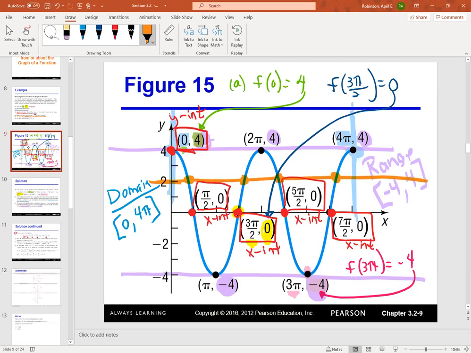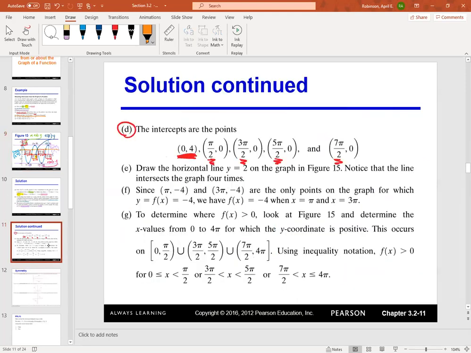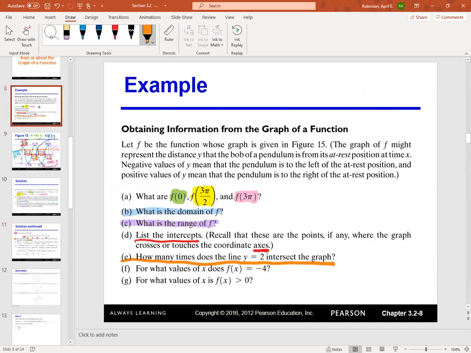I probably should have copied this picture a few times instead of trying to do it all on one drawing. Let's see what their answer is. Draw the horizontal line. Notice that the line intersects the graph 4 times. There you go. All right, we got 2 more, F and G.